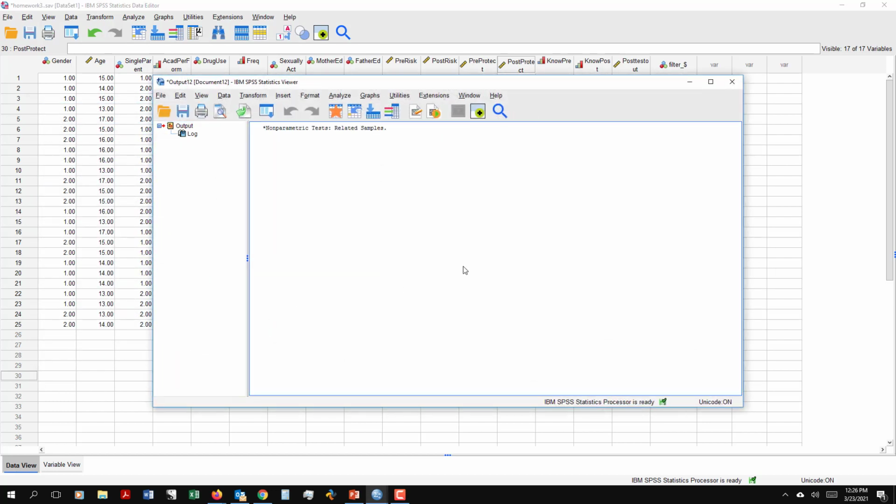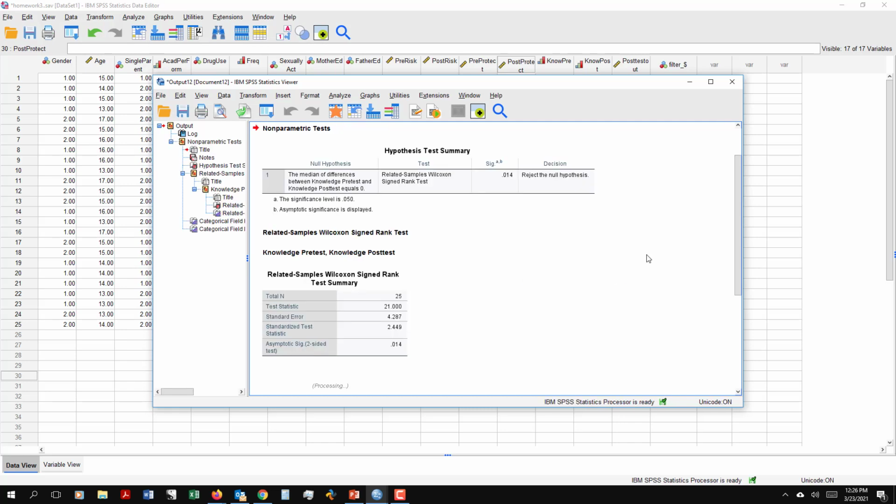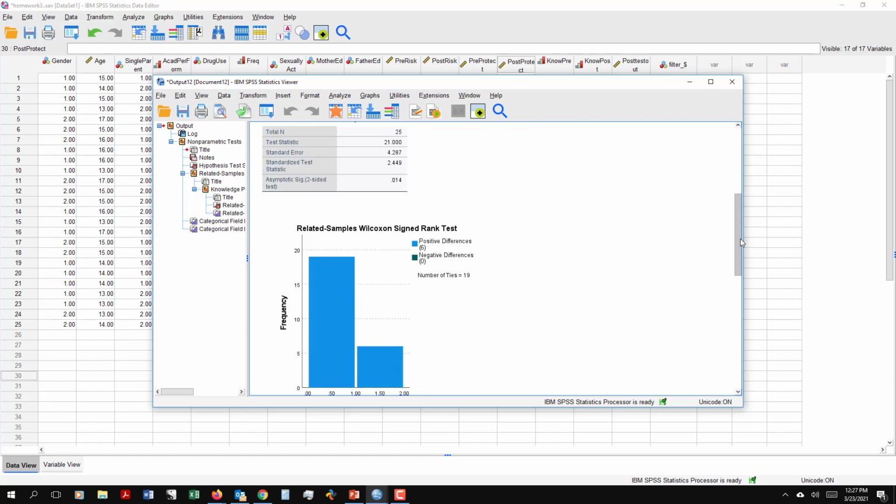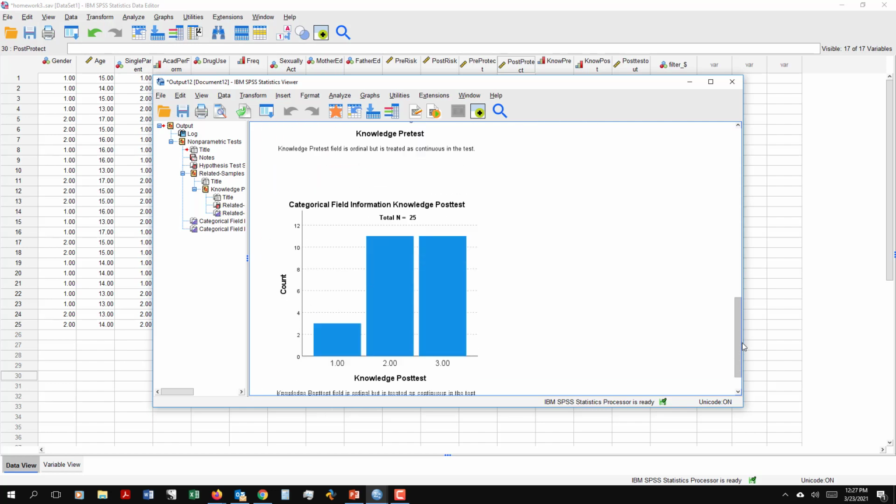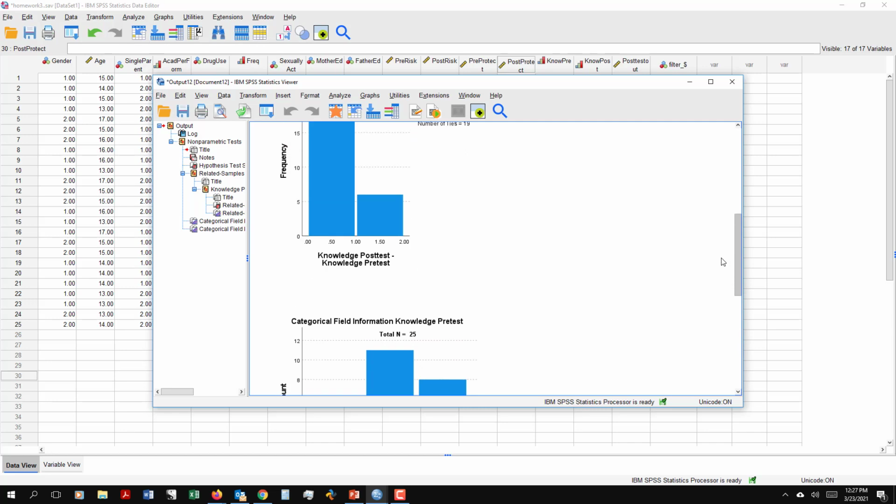So when we run that, this is what we're going to get. We actually say right here the median differences between knowledge pretest and knowledge post-test equals 0. We have a significance of 0.01, so we reject the null that there is no difference between the knowledge level at pretest and the knowledge level at post-test. We have shown that knowledge level increases from pretest to post-test. And you get these outputs here, and then this is also going to show you that.